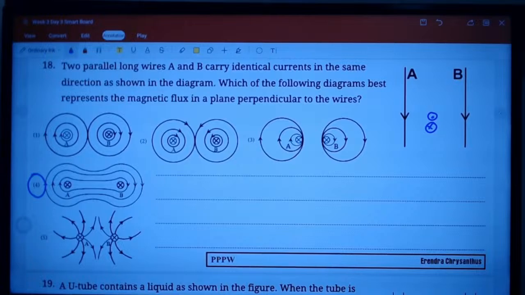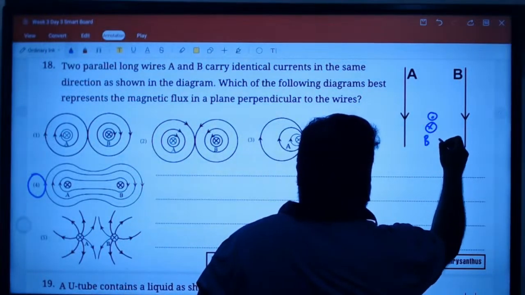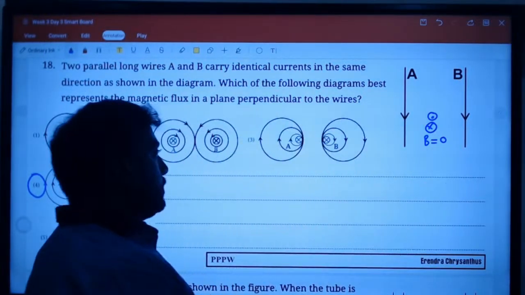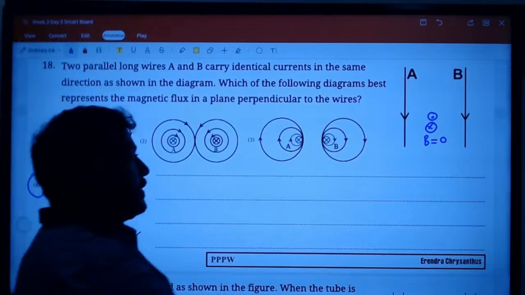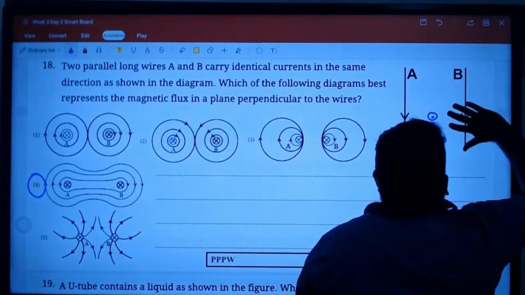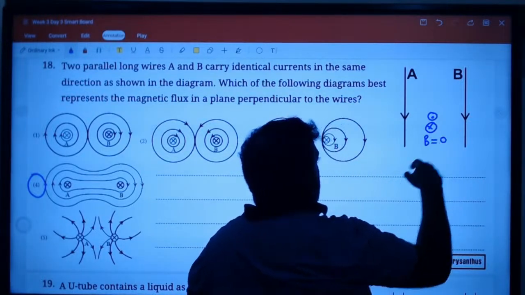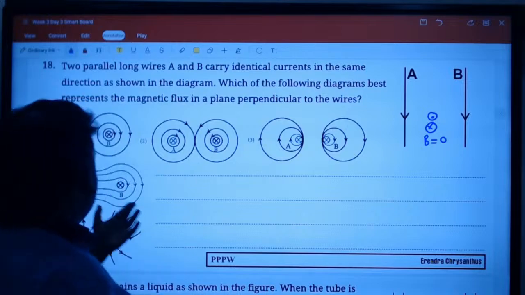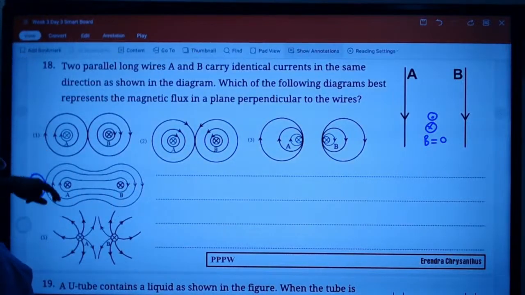Question 18, correct answer is answer number 4. Here, resultant magnetic field 0. Why? Current there, field outwards. Current there, field inwards. Outwards, inwards cancel off, magnetic field 0. Only this graph is correct.